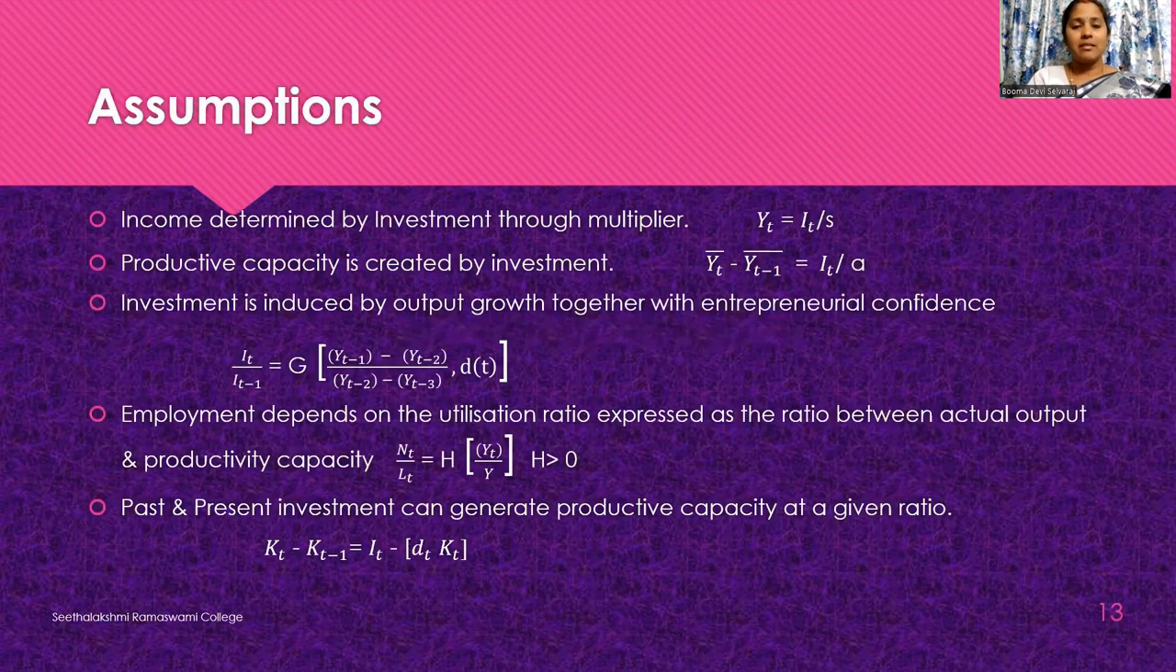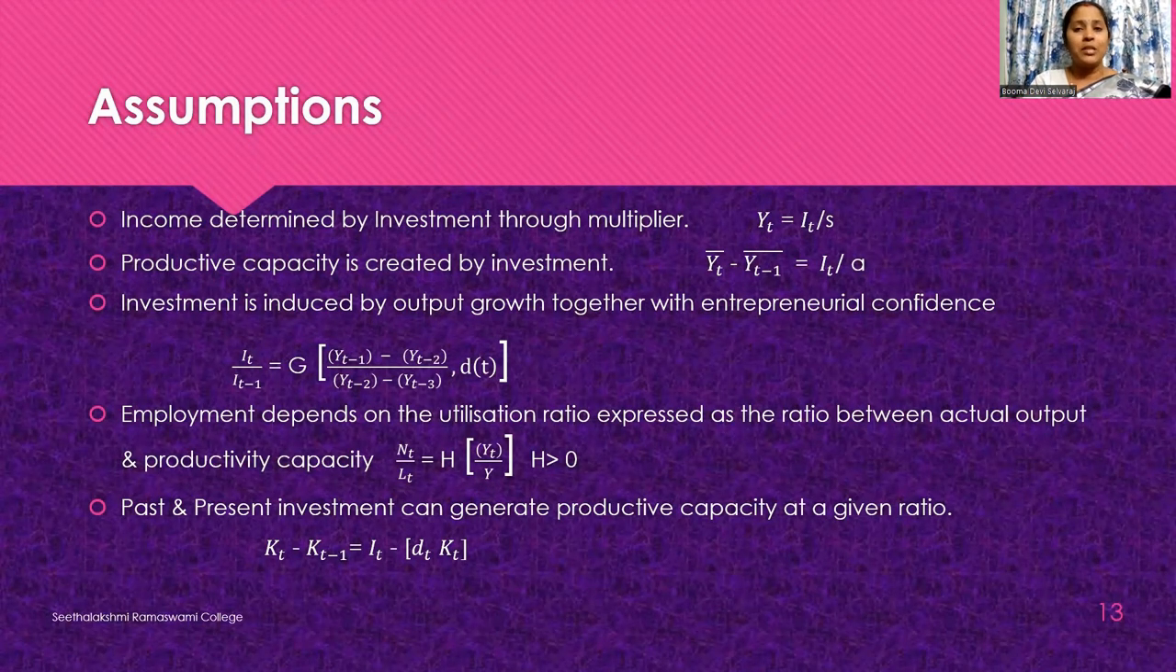So, he starts his theory by assuming certain facts. First, the income is determined by investment through multiplier, which is denoted as YT = IT/S. Savings income ratio is assumed to be constant, where Y is the output, I refers to investment, S shows the saving income ratio, and T refers to time period. The second assumption is productive capacity is created by investment according to the potential social average investment productivity, which is denoted by sigma. It is also assumed to be constant.